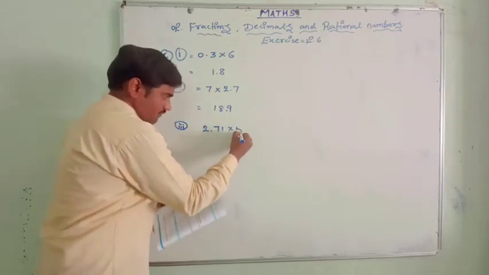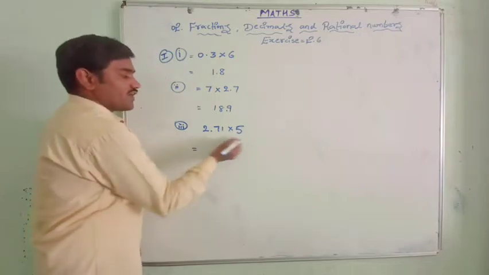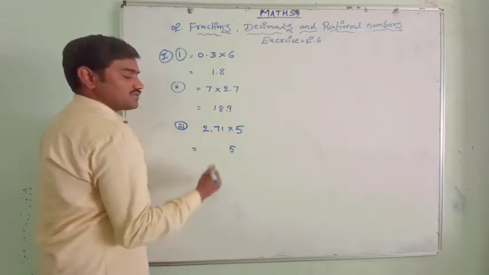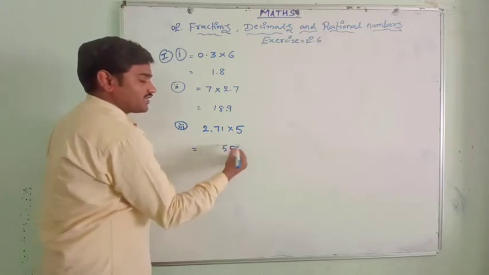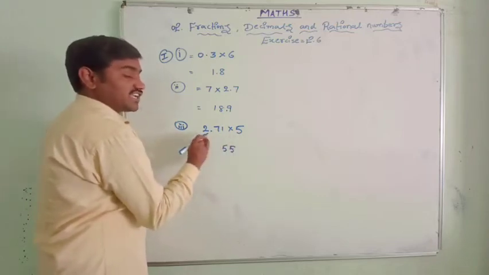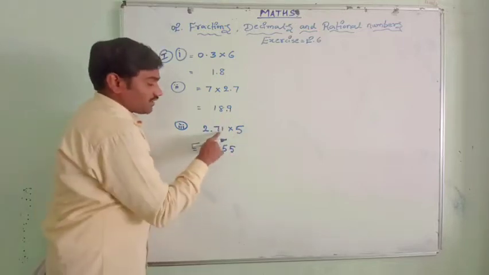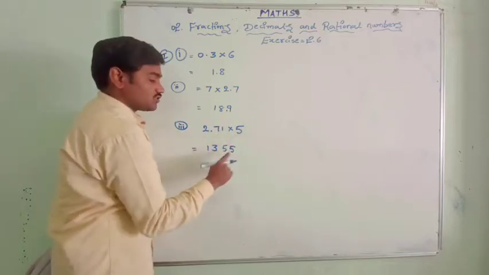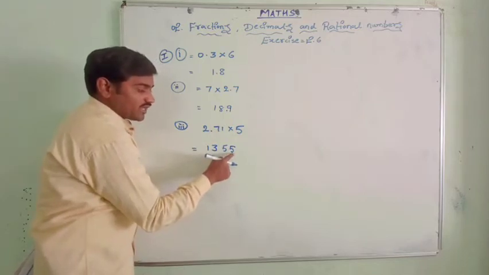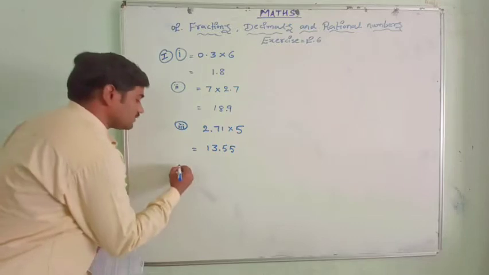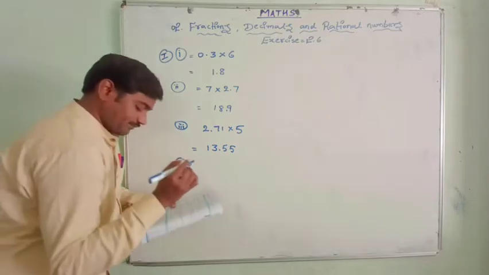Then the third one, 2.71 into 5. Let us see, with 5 we will multiply first. 5 ones are 5. 5 sevens are 35, 3 carry. 5 2s are 10 plus 3, that is 13. See how many decimal digits are there? 1 and 2. Here there are no decimal digits. So 2 digits we have to count from the right side. 1, 2. Here 13.55. Let's go for the fourth one.